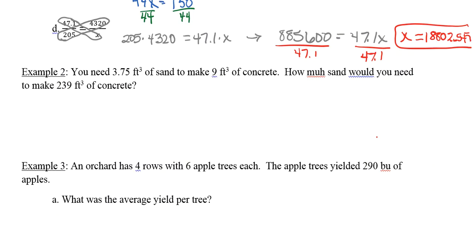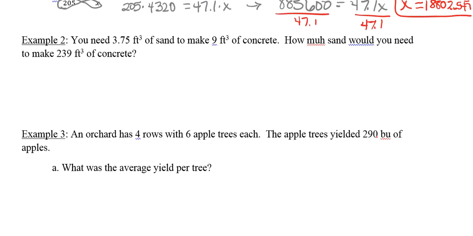Okay, let's look at a situation or two. We need 3.75 cubic feet of sand to make 9 cubic feet of concrete. How much sand would you need to make 239 cubic feet of concrete? So we can set this up in a proportion. These are what I know together right now. It doesn't matter who you put on top, just be consistent. So I'm going to do sand over concrete. So 3.75 over 9, and I don't need the units because they're the same.